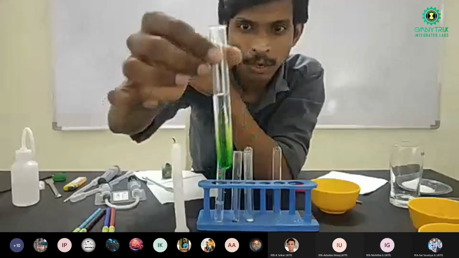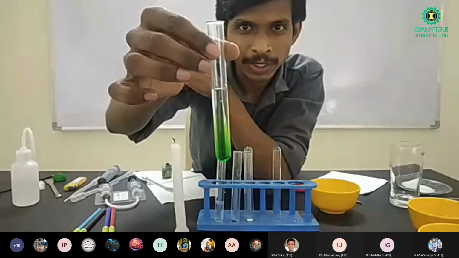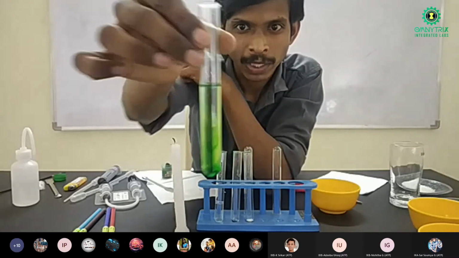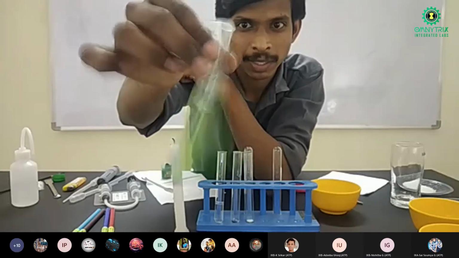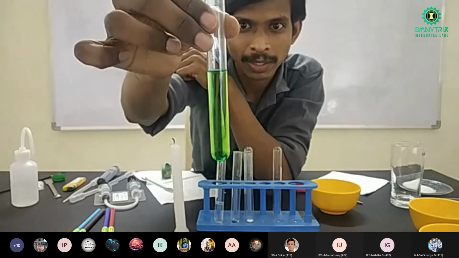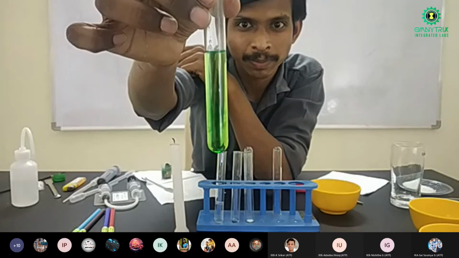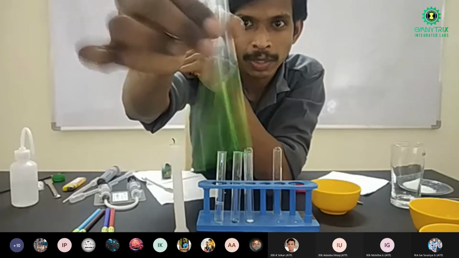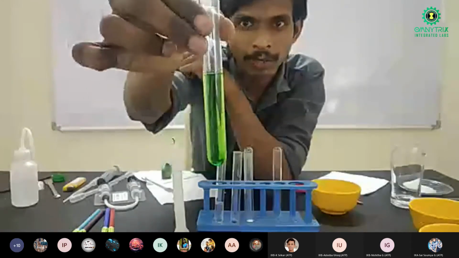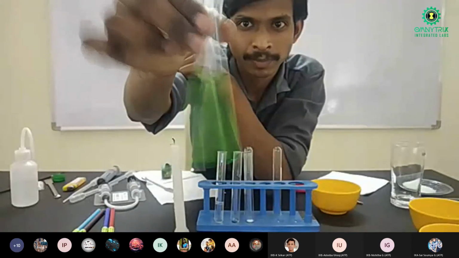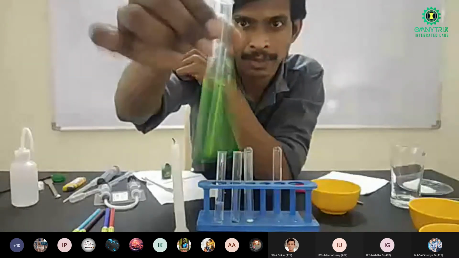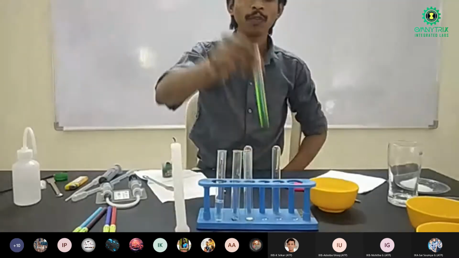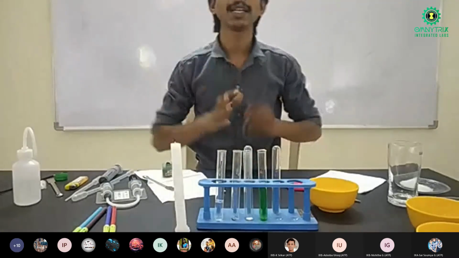Now, what if I shake? Can you see that the water is feeling like it is moving round and round, and the color is also moving round and round? Overall the water is becoming colorful now. Now this is diffusion of liquids, diffusion inside the liquid.